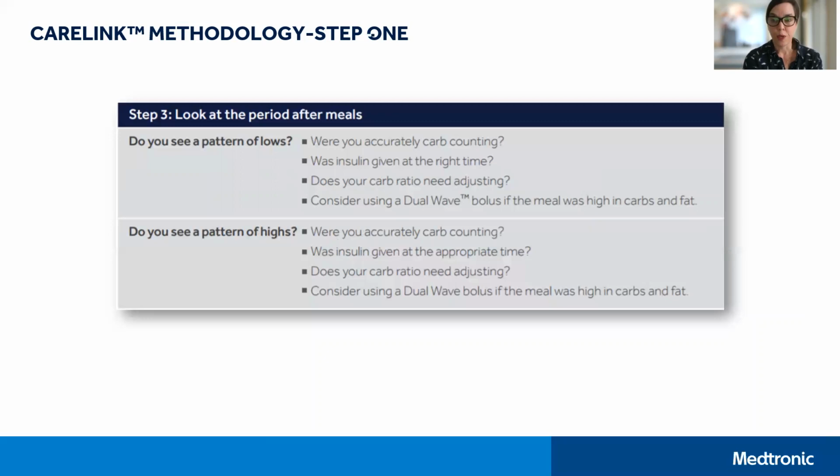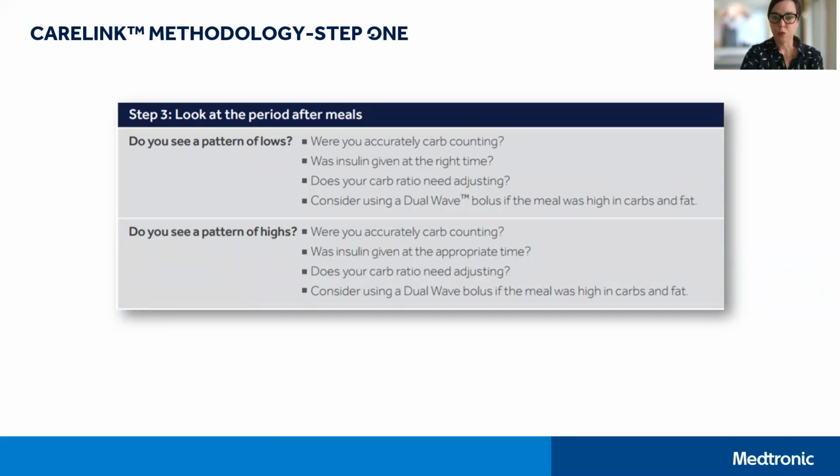And lastly, if we get to the place where we've addressed the overnight and the pre-meal period, we would want to do the same for our post-meal period. So what's happening after our meals and how well are our carb ratios working? Again, we look for a pattern of lows first, and then to see if there is a pattern of highs. And we ask questions about carb counting. Is insulin given at the right time prior to the meal? Does your carb ratio need adjusting for either highs or lows? Or do we want to take a look at meal choices and consider using a dual or square wave bolus?